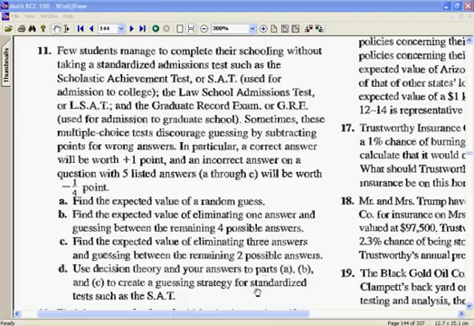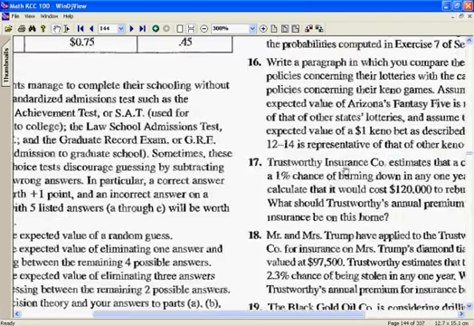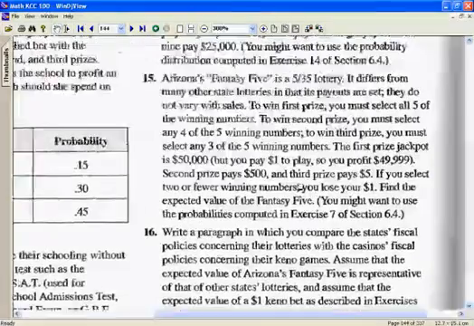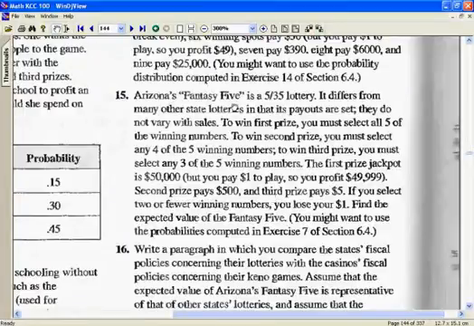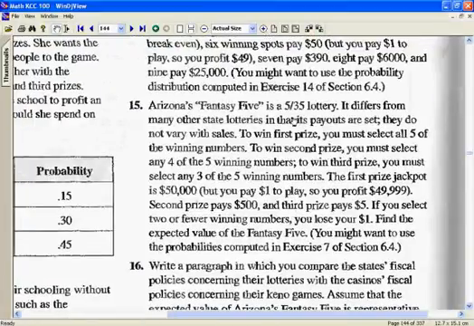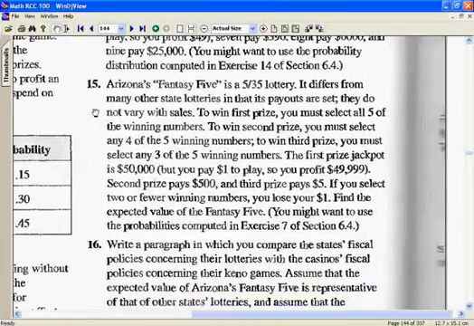Now, let's go to problem 50.15. It says Arizona's Fantasy 5 is a 5 out of the 35 lottery.